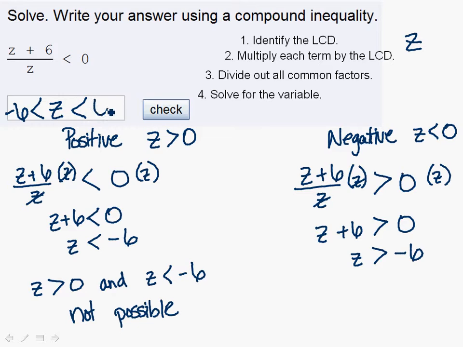So less than 0. So my compound inequality would be negative 6 is less than z, which is less than 0. So all the possible values that we could plug into this inequality would be all real numbers between negative 6 and 0, not including negative 6 or 0.